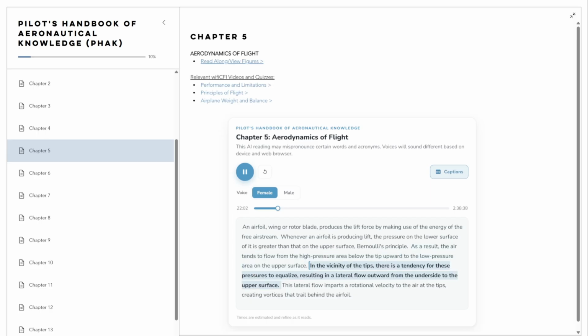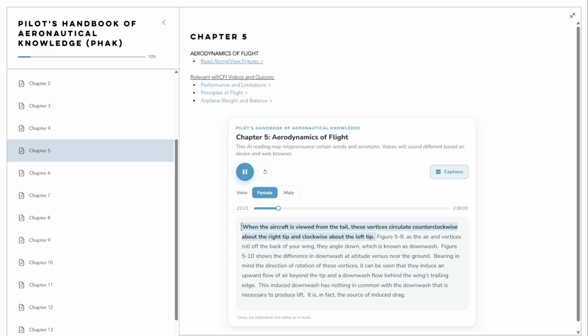In the vicinity of the tips, there is a tendency for these pressures to equalize, resulting in a lateral flow outward from the underside to the upper surface. This lateral flow imparts a rotational velocity to the air at the tips, creating vortices that trail behind the airfoil. When the aircraft is viewed from the tail, these vortices circulate counterclockwise about the right tip and clockwise about the left tip. Figure 5-9. As the air and vortices roll off the back of your wing, they angle down, which is known as downwash. Figure 5-10 shows the difference in downwash at altitude versus near the ground.